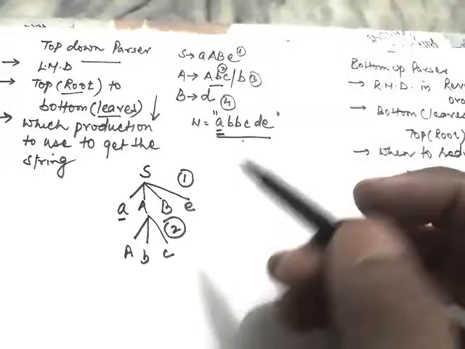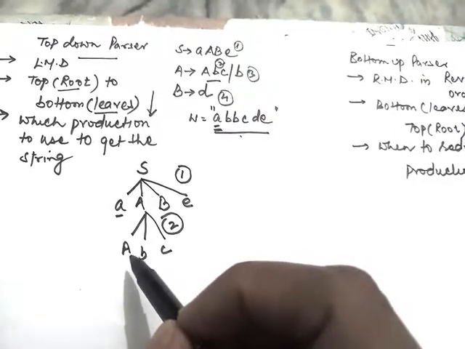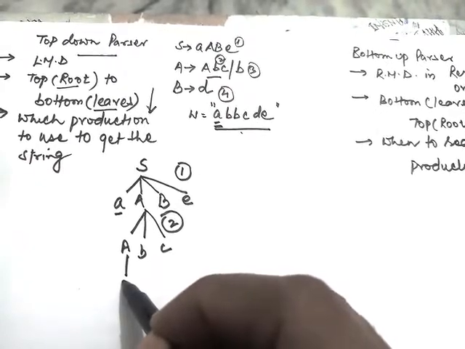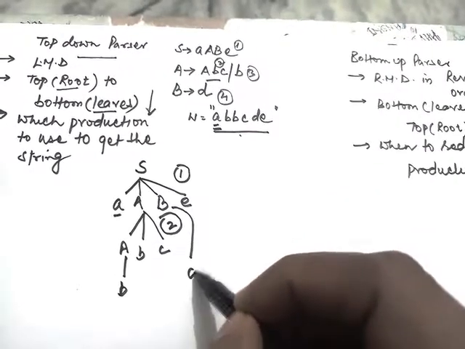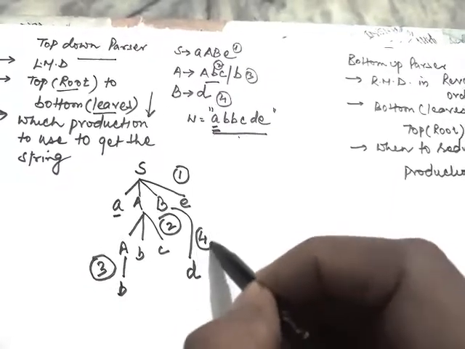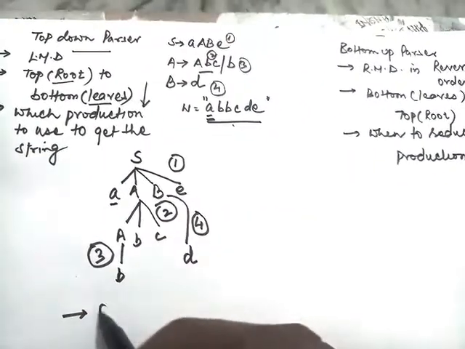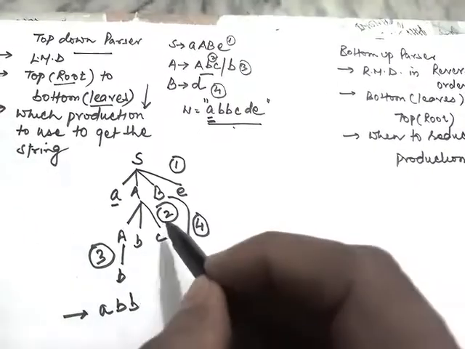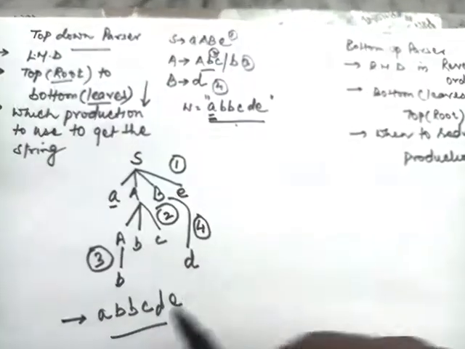Now according to the required string, again you have to decide which production I should use. So here it is A generate B, and this B generate D. Here it is production number 3 and here it is production number 4. Now if you scan this from left to right, you will get A, then B, then C, then D, and E. So you got the desired string.